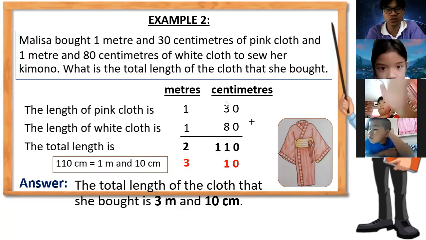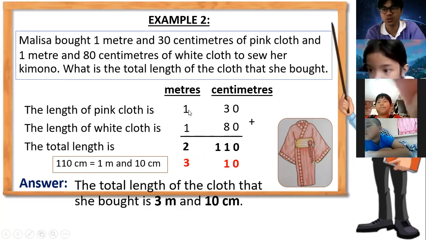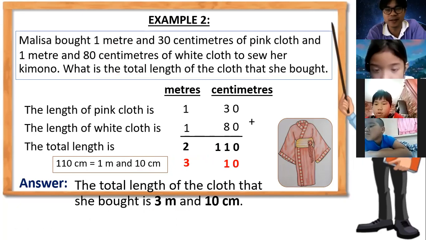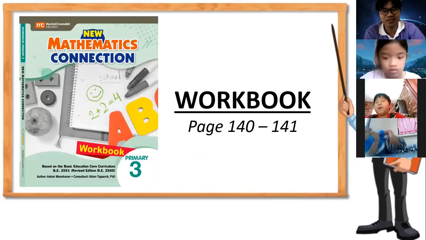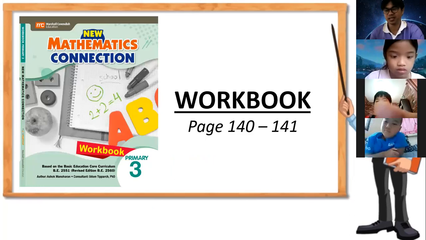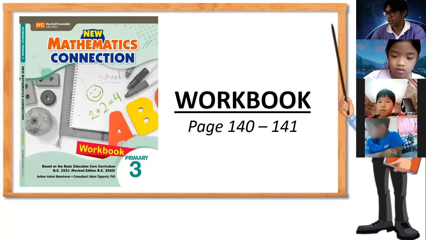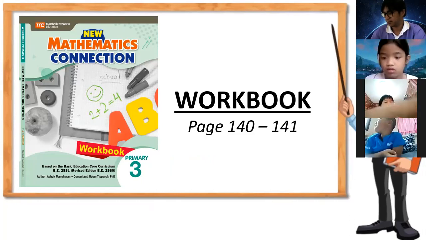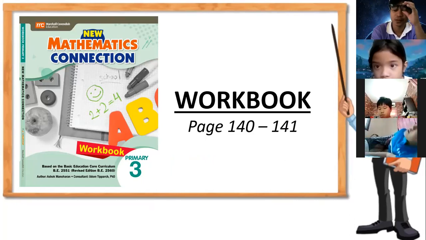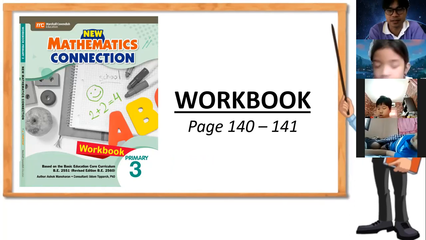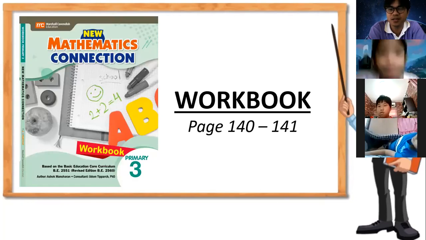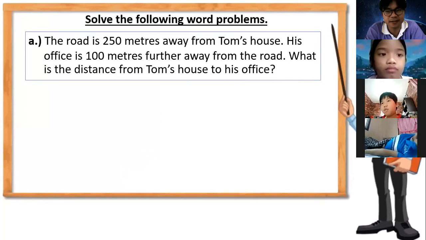Now let's go to your workbook. I'll give you only 2 examples, then we'll go directly to the word problems in your book. We will do it together. We will answer together. Just follow page 140. Everybody get your workbook. Page 140 and 141. There are 4 word problems there. Letter A. Are you ready? Page 140 to 141, letter A.